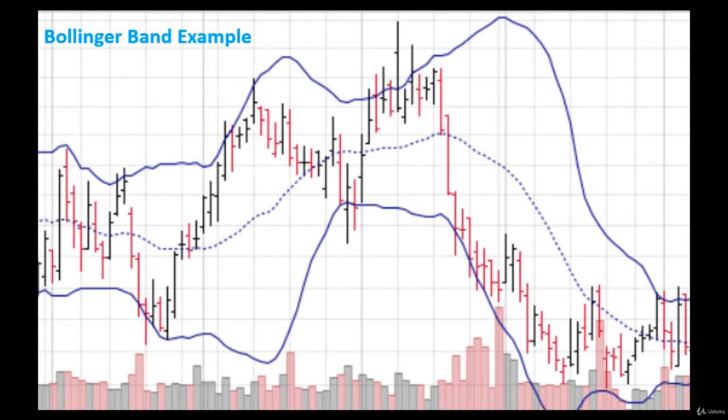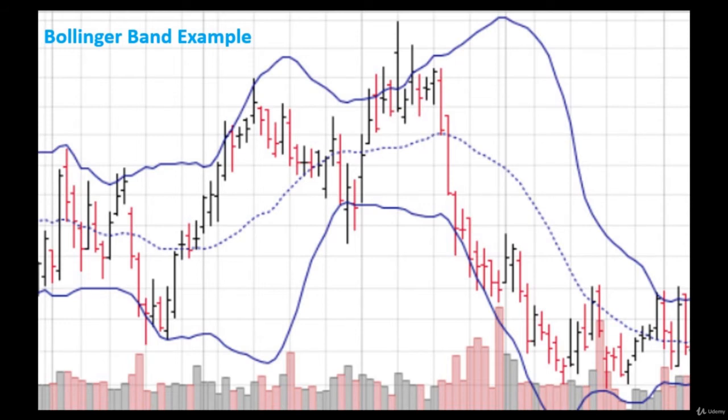You can see we've got our price bars, our up and down black and red price bars, and our volume on the bottom, going left to right from further back in time to more recent. In the middle we've got this dotted line going through the middle of these two solid lines, one above and one below. The middle line is our 20-day simple moving average, and the two standard deviations above and below it are the high and the low of the Bollinger Bands.